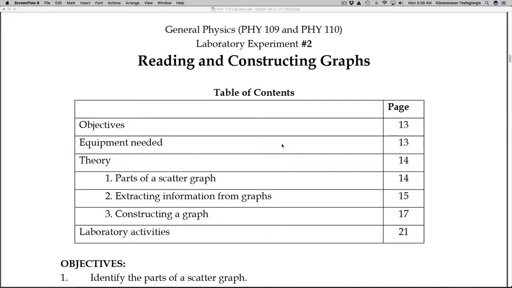Hello everyone. Today's lab is about reading and constructing graphs.